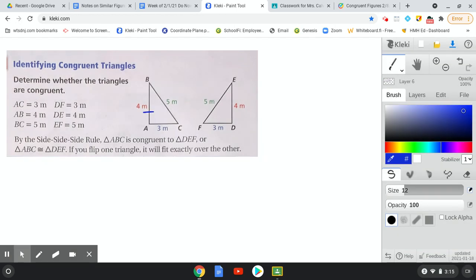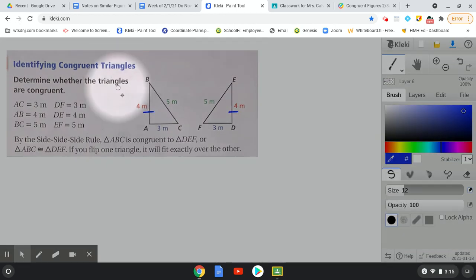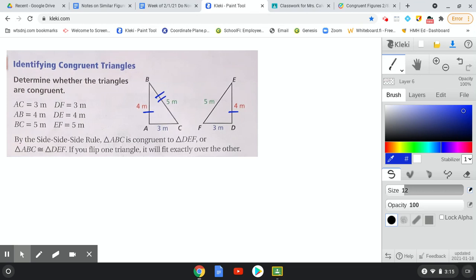So one tick mark, one tick mark. I know those sides correspond to each other. Well, this is the diagonal. So side BC corresponds to EF because those are both the diagonal lines. So I know BC corresponds to EF.